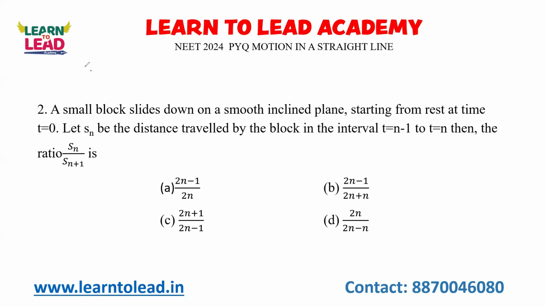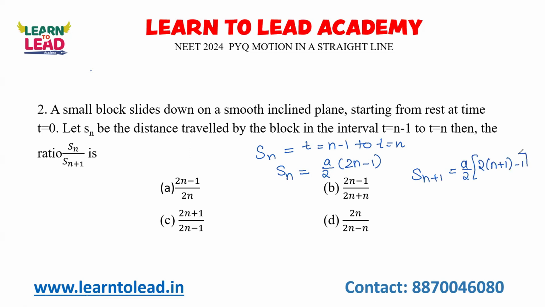Let us take Sn as the distance travelled from t = n minus 1 to t = nth second. Sn, the distance travelled in the nth second, can be written as a/2 times (2n minus 1). Now Sn plus 1 is a/2 times (2n plus 1 minus 1), that is, (2n + 1). Taking the ratio Sn by Sn plus 1, a/2 cancels and we get (2n minus 1) by (2n plus 1).